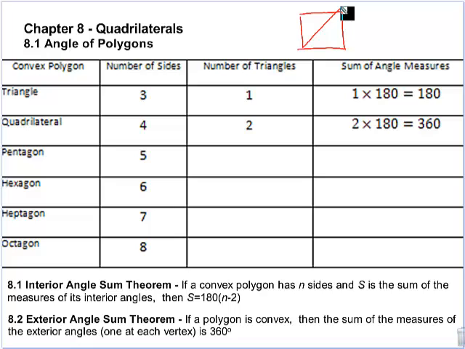A pentagon is 5 sides. How many triangles do you think we have in a pentagon? Yeah, we have 3. We can draw those 2 lines. We have 1, 2, 3 triangles. So we could take 3 times 180. Well, what's 3 times 180? 540.